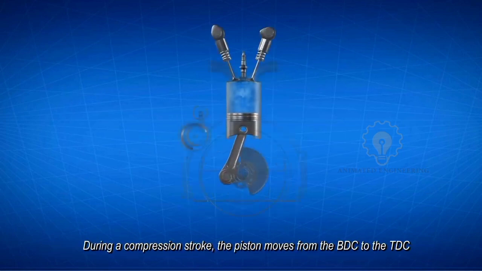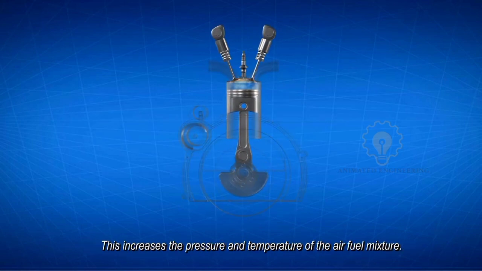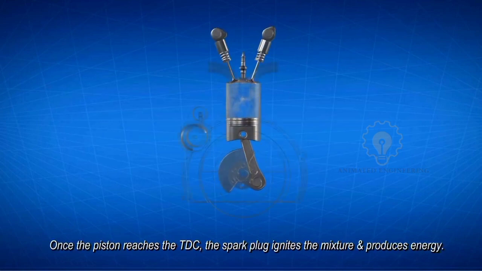During a compression stroke, the piston moves from the bottom dead center to the top dead center. This increases the pressure and temperature of the air-fuel mixture. Once the piston reaches the top dead center, the spark plug ignites the mixture and produces energy.